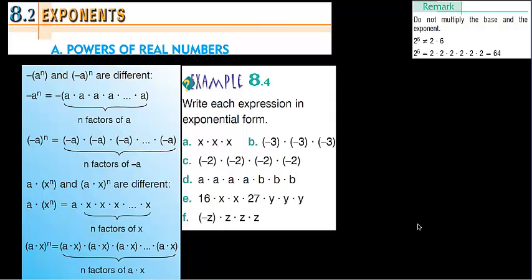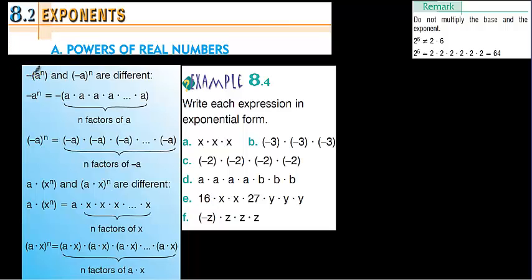In this video we are going to study exponents, actually powers of real numbers. And here there are some properties and rules, and we are going to deal with these properties and rules. Here there is some information.